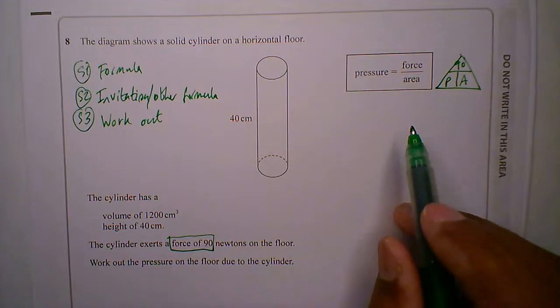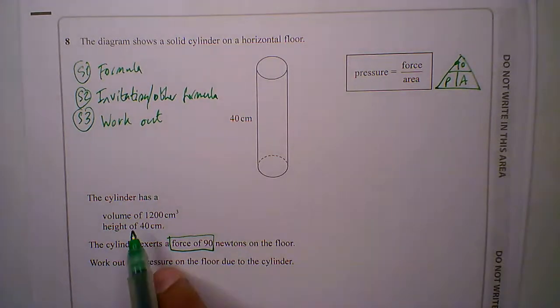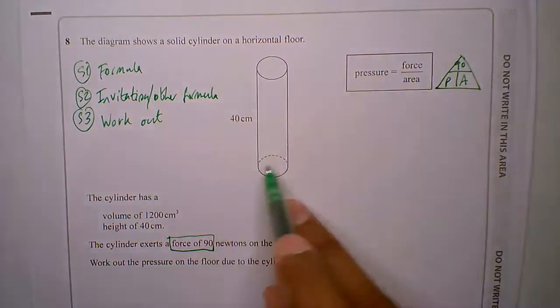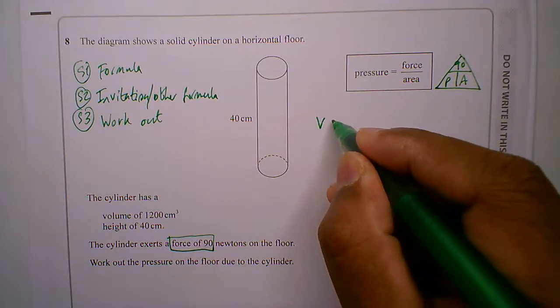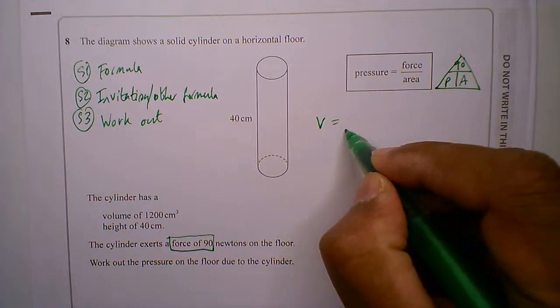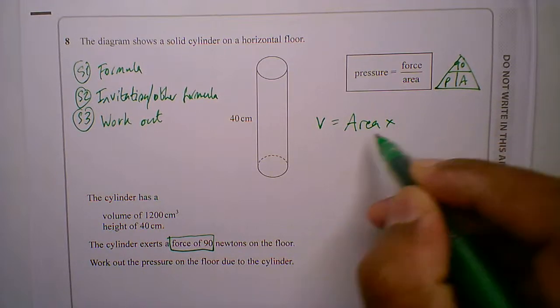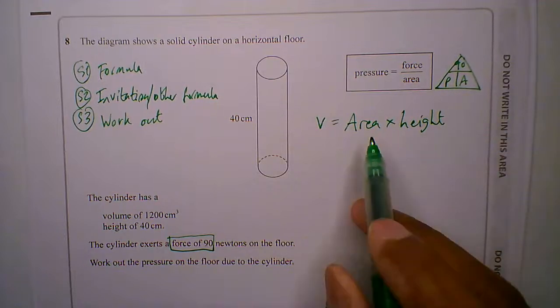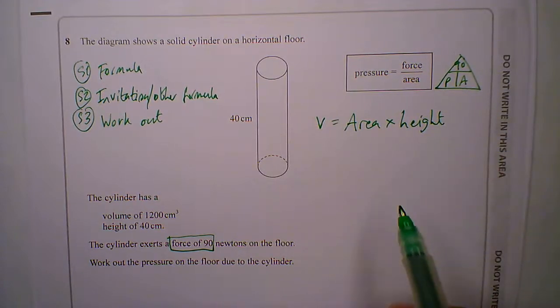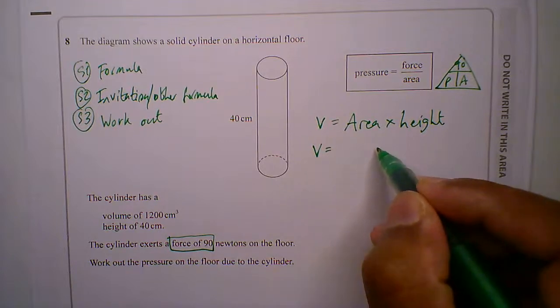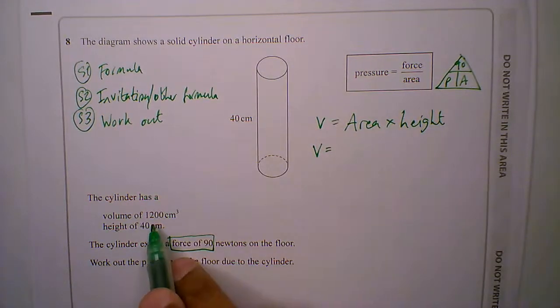If I look carefully, I've got volume here and height. And this is a 3D shape. So what's the volume of a cylinder? It's going to be the area multiplied by the height. So that's volume. Volume is an area multiplied by height. So what's my area? I don't know what my area is. I do know what my volume is.